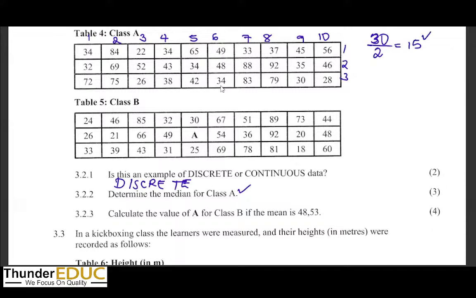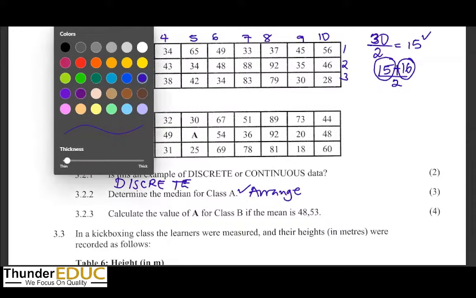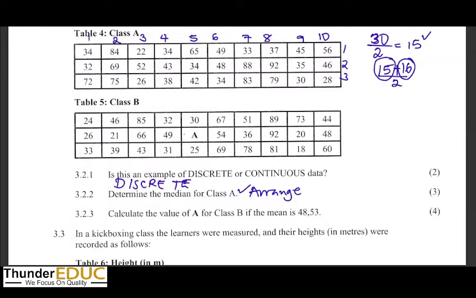Since it gives me a definite number, I'm going to add the two numbers I find: the number in the 15th position and the number in the 16th position, and divide by 2. These are just positions, so I need to count and find them. Because when I'm looking for a median, I need to arrange my data. I'm going to number them.